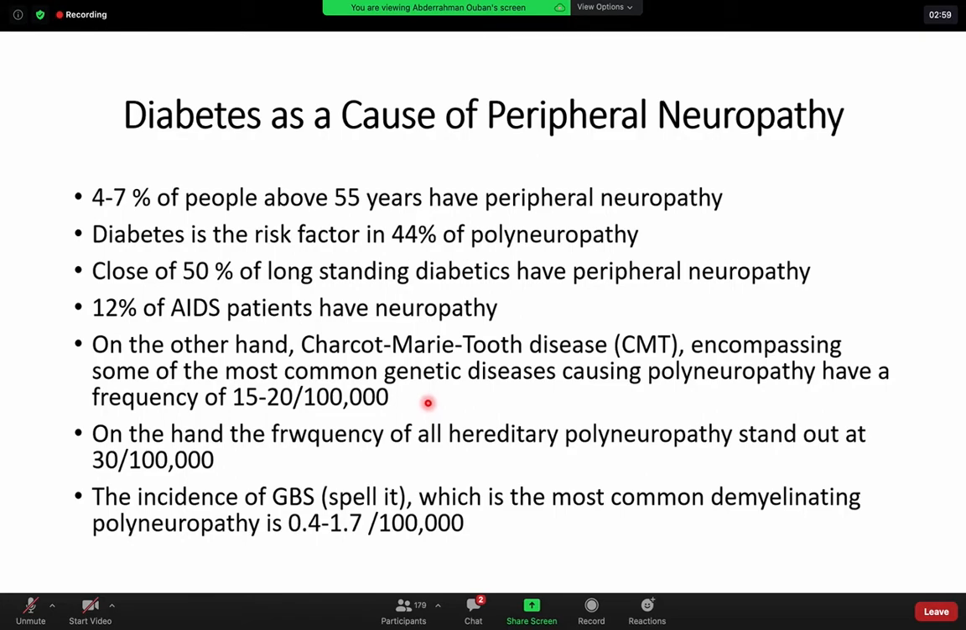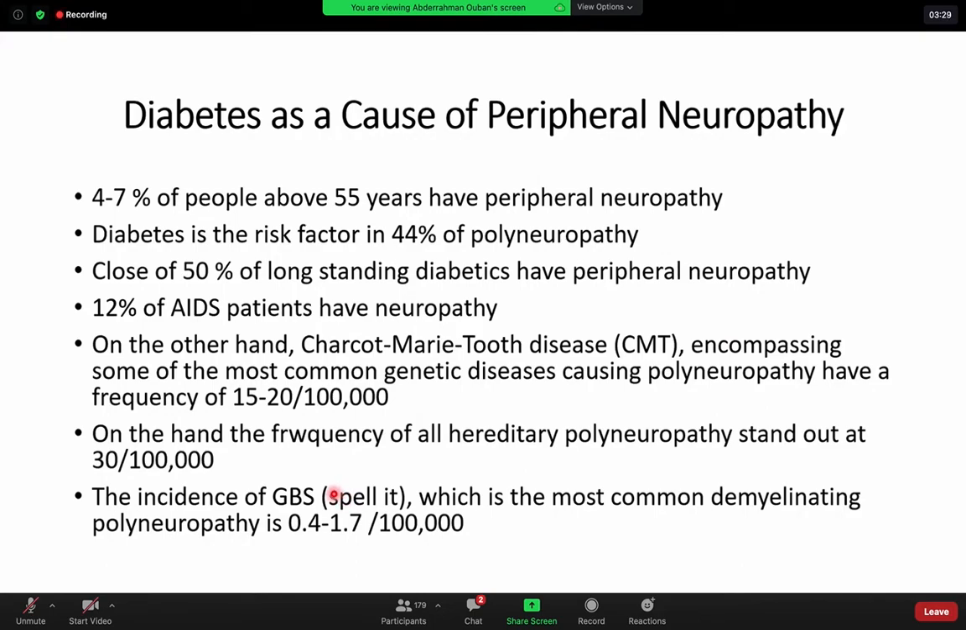15 to 20 in 100,000. That's compared to the frequency of the hereditary polyneuropathy overall, which is about 30. And the incidence of GBS, the Guillain-Barré syndrome, which is the most common demyelinating polyneuropathy, is 0.4 to 1.7. So you would think, why should we talk about GBS and not, for example, Charcot-Marie-Tooth disease? Well, GBS is actually a medical emergency.